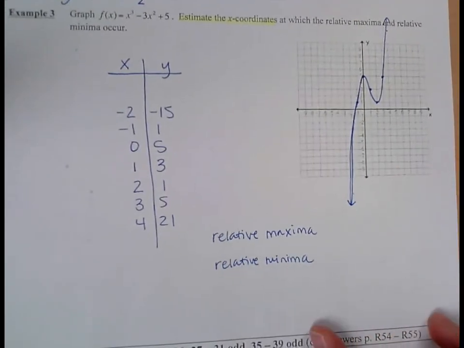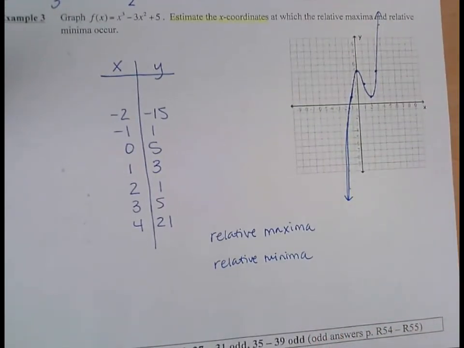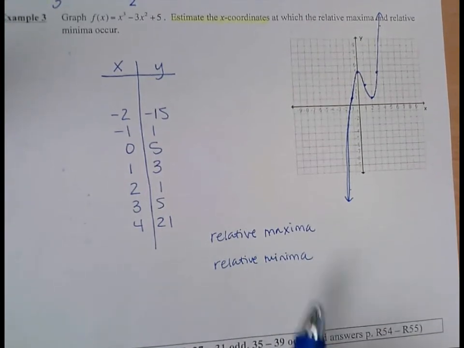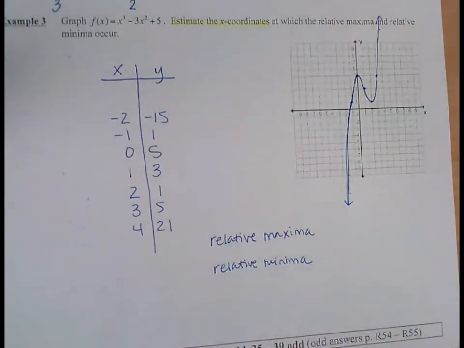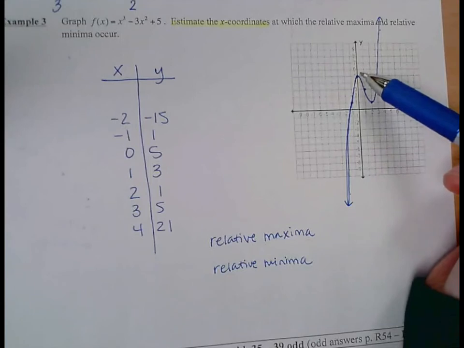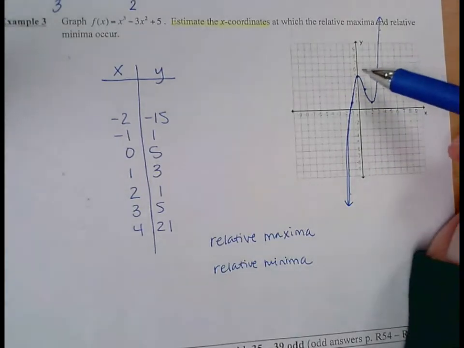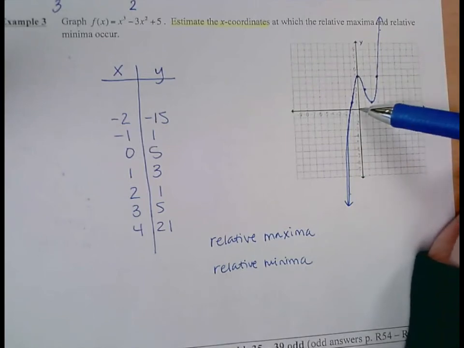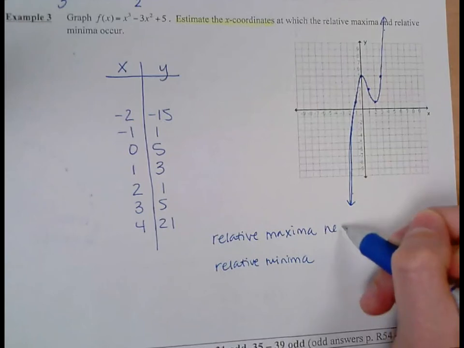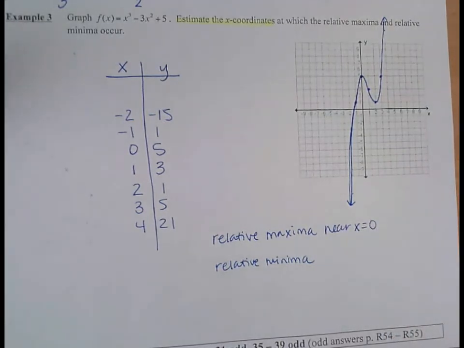Okay, so here's what the graph should look like for the relative maxima and relative minima. Again, the direction said to estimate the x-coordinates where they occur. You're not estimating the y-coordinate because you don't know that exactly, but you can say near this x value there is a relative maxima or relative minima. The relative maxima is going to be the hill on the graph. So near this point here, you don't want to list the 5, that's the y value. It's near the x value 0. So relative maxima near x equals 0.